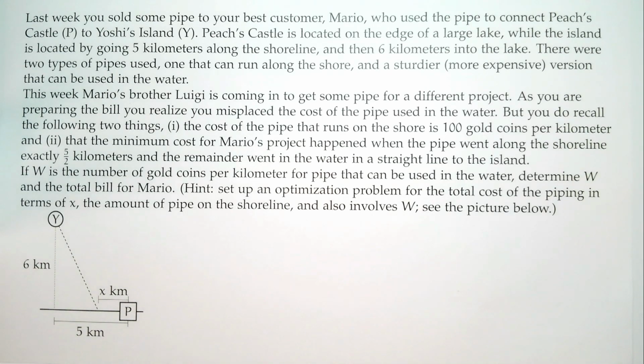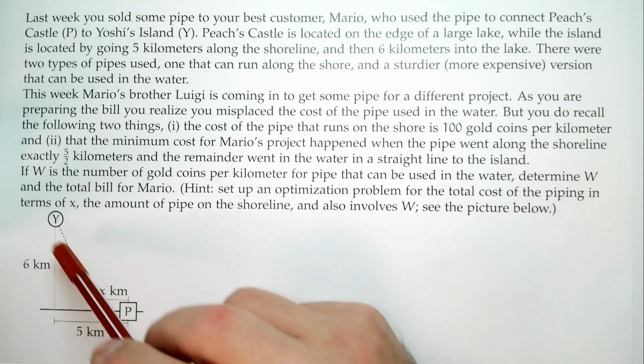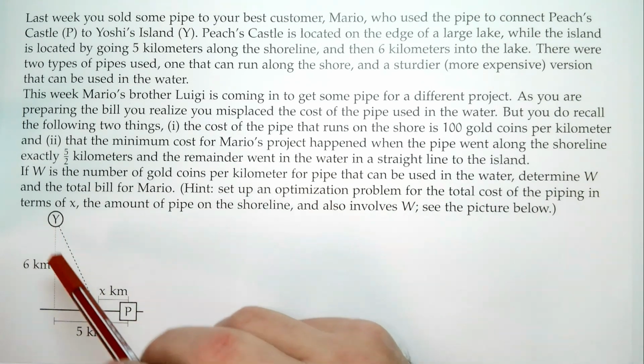Now Peach's castle is located on the edge of a large lake. Here's the lake. And the island you get to by going 5 kilometers along the shoreline, then 6 kilometers into the lake. Now there were 2 types of pipes used, one that can run along the shore, and a sturdier, but of course more expensive version that can be used in the water.